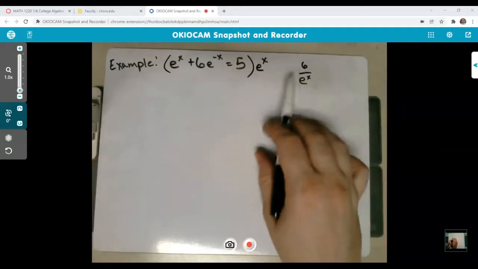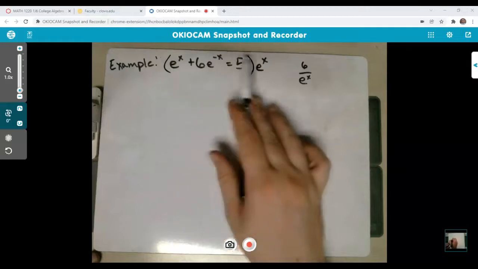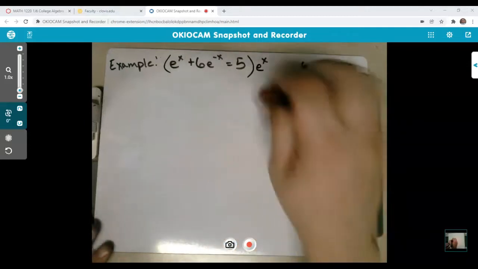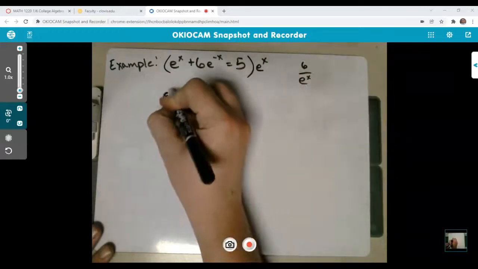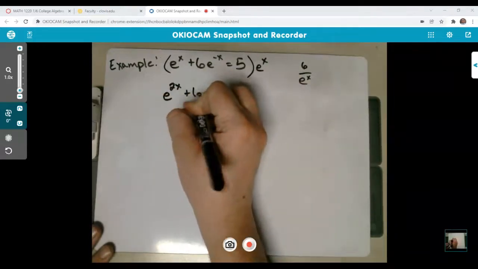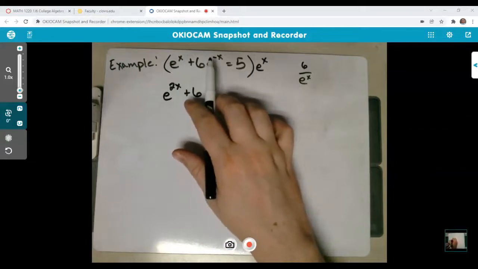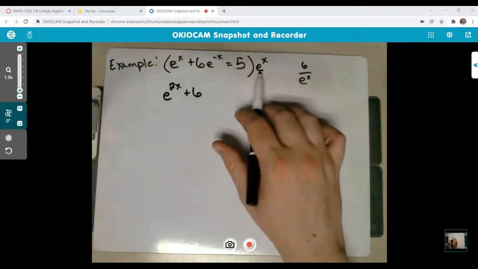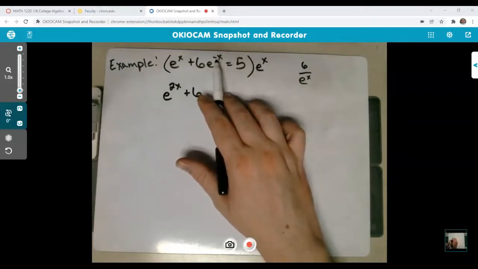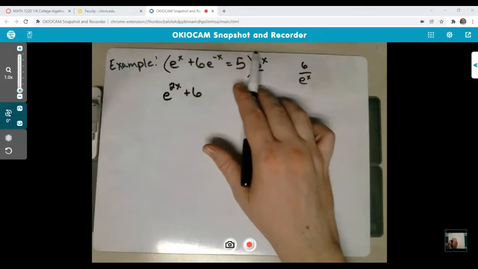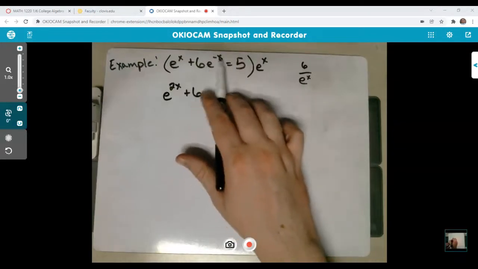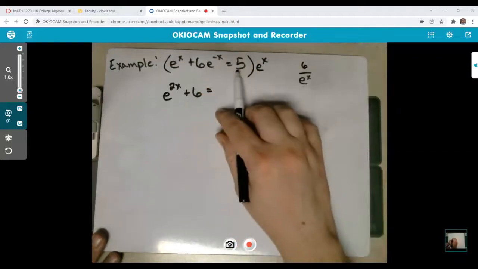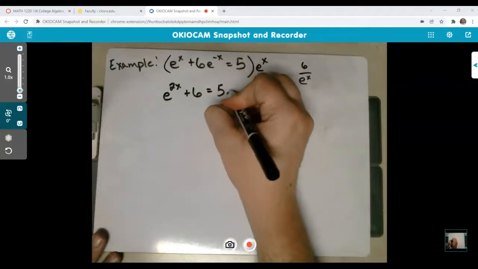So e to the x times e to the x, our bases are the same, so I can just add the powers, make that e to the 2x, plus 6 times e to the negative x times e to the x. The bases are the same, so I just add the powers, but negative x plus x is 0, so that cancels out. So all I have is a 6. And then 5 times e to the x is just 5e to the x.